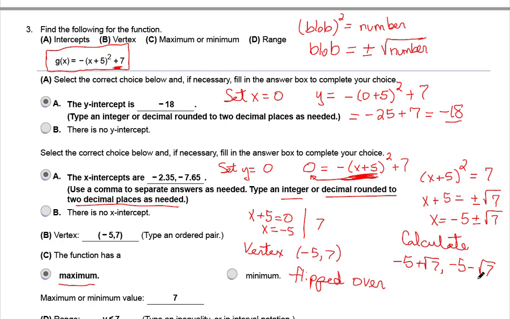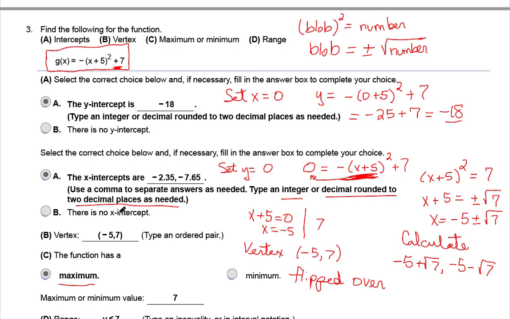Now, would they be happy with that? No. What do they want? They want it either as an integer or a decimal rounded to 2 decimal places. So you take this, use your calculator, find the square root of 7, add a negative 5, and then round it to 2 decimal places.